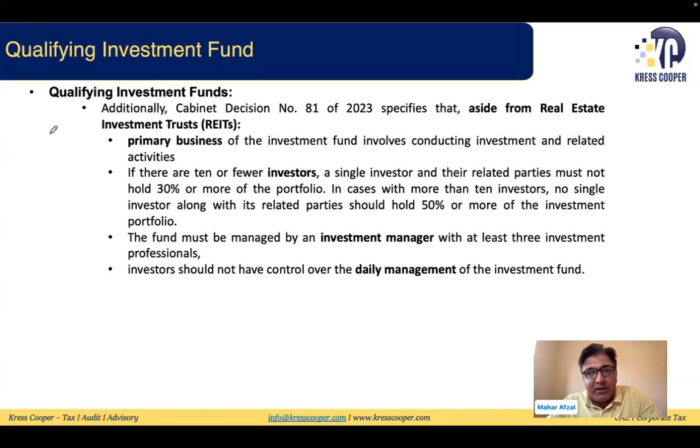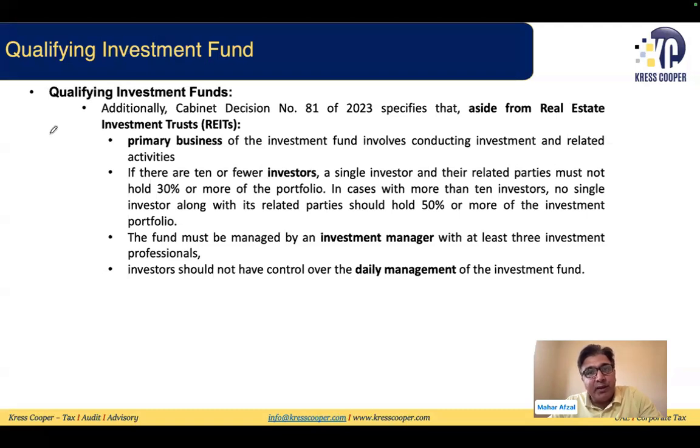In Cabinet Decision 81 of 2023, the FTA has given further conditions. These conditions need to be satisfied as well, and these are the conditions other than for the real estate investment fund. We will be discussing the real estate investment fund in our coming webinar. So these are the conditions applicable other than the first three we have discussed, for funds other than the real estate investment fund.